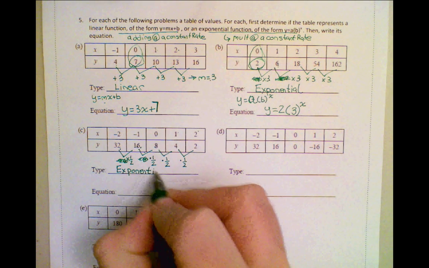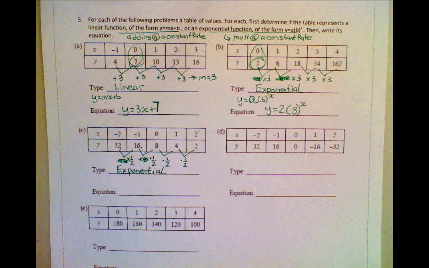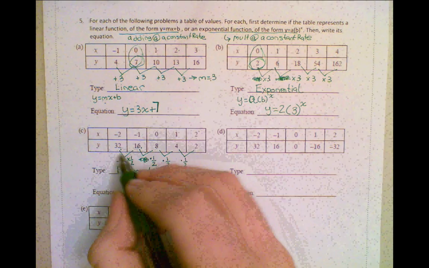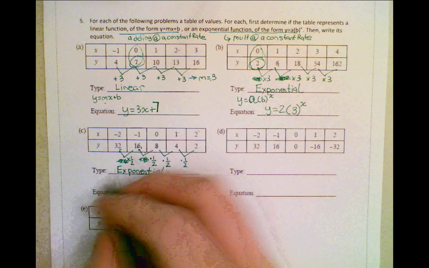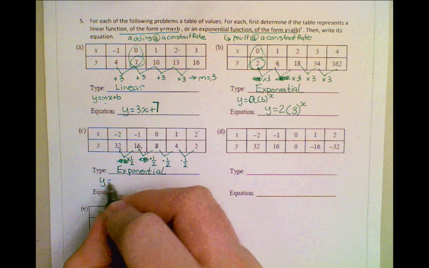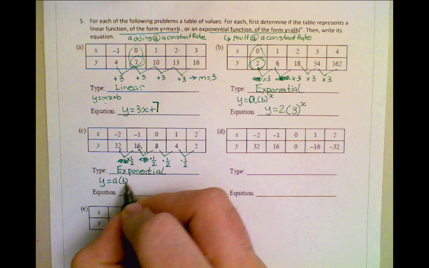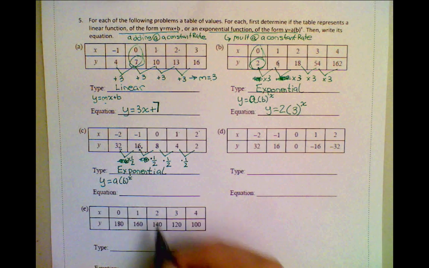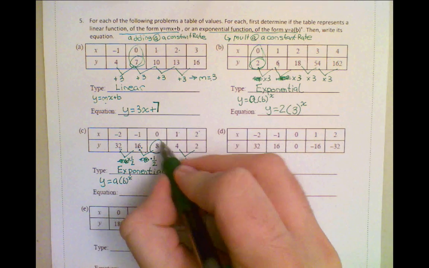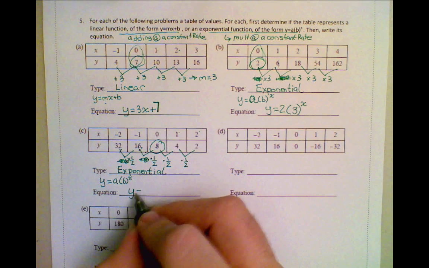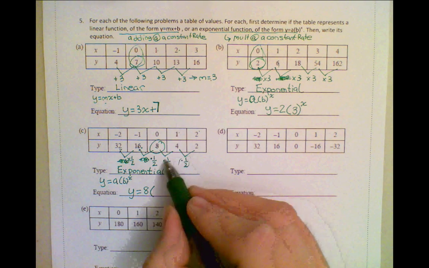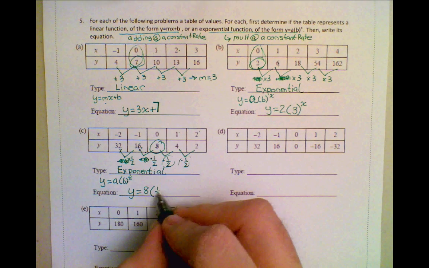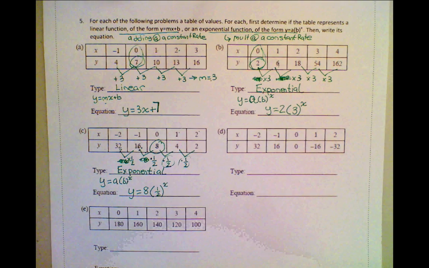so it's going to be an exponential equation. Now from here, what we can do is find the equation. So y equals a times b to the x. Okay. Now, what's the initial value? It's going to be 8. So y equals 8 times, the b value is going to be the number that we're multiplying by, which is 1/2 in this case, raised to the x.